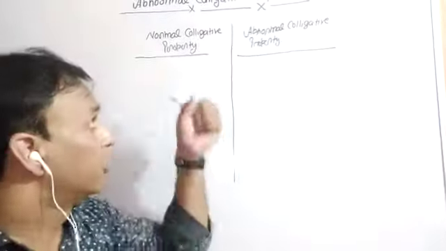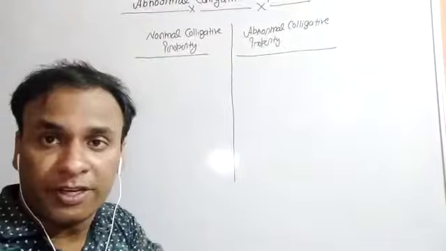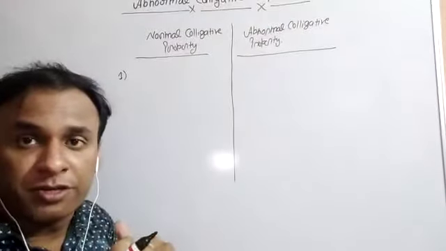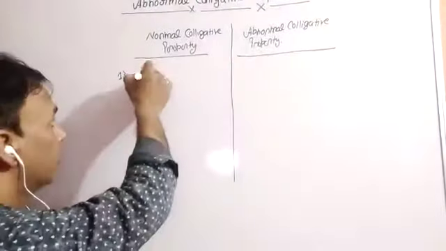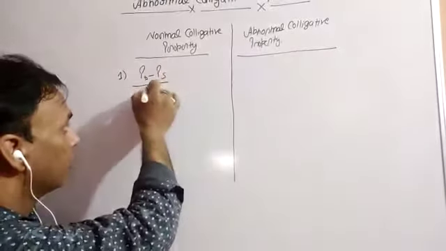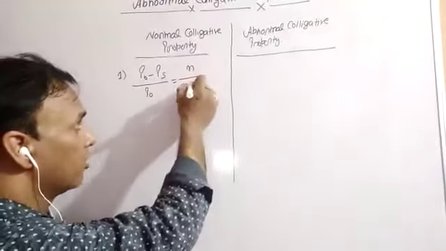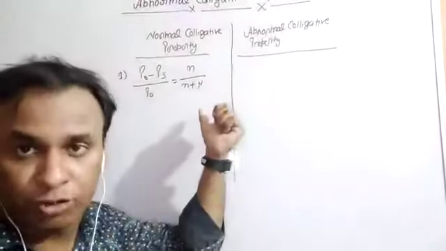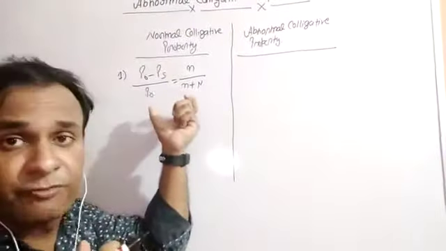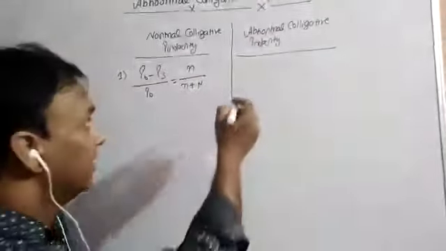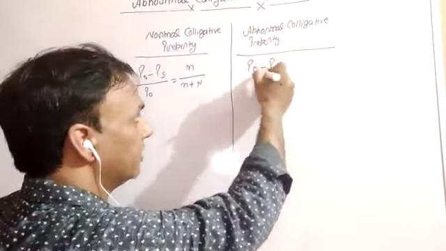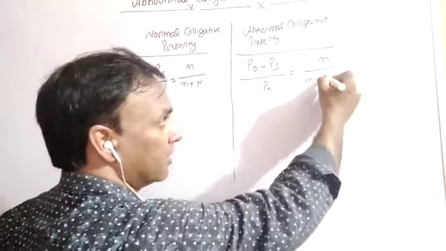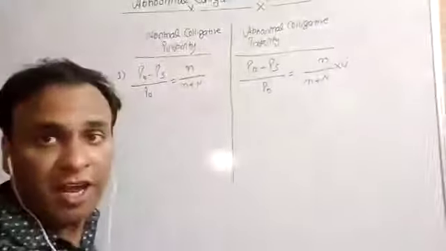Now we compare the normal colligative property and abnormal colligative property. Normal colligative property, first, the lowering of vapor pressure. What is lowering of vapor pressure? (P0 minus Ps) upon P0 equals small n upon small n plus capital N. This shows the relative lowering of vapor pressure is equal to the mole fraction of solute. Clear? But for the abnormal colligative property, (P0 minus Ps) upon P0 equals small n upon small n plus capital N, multiplied by the van't Hoff factor i.